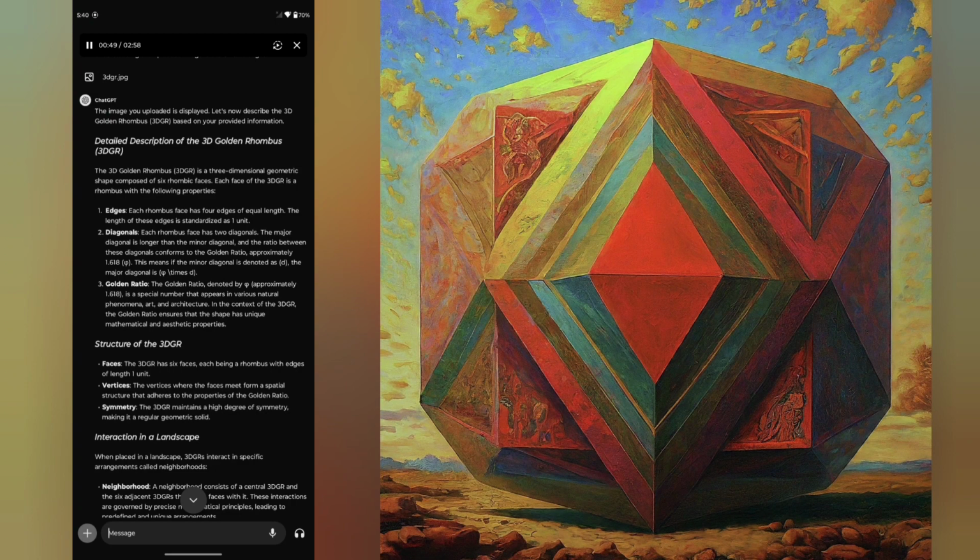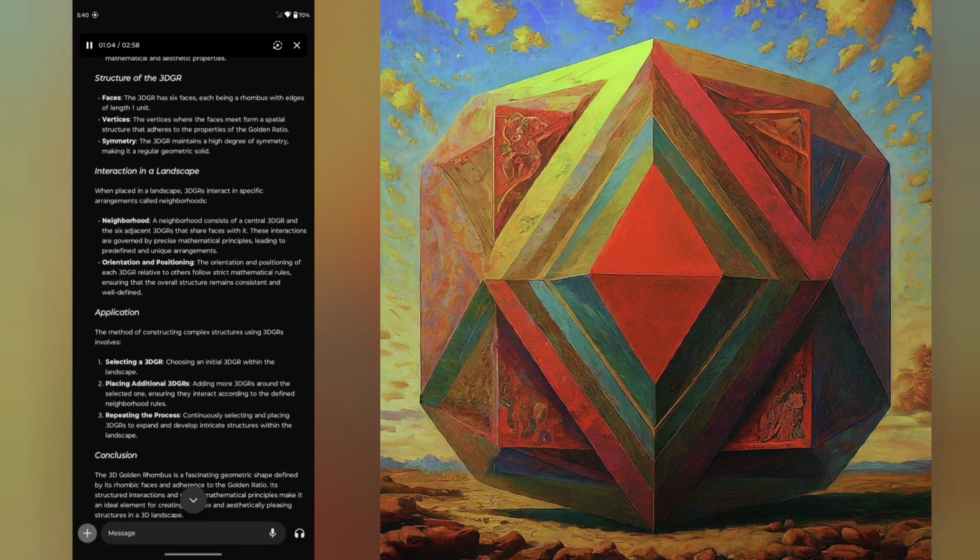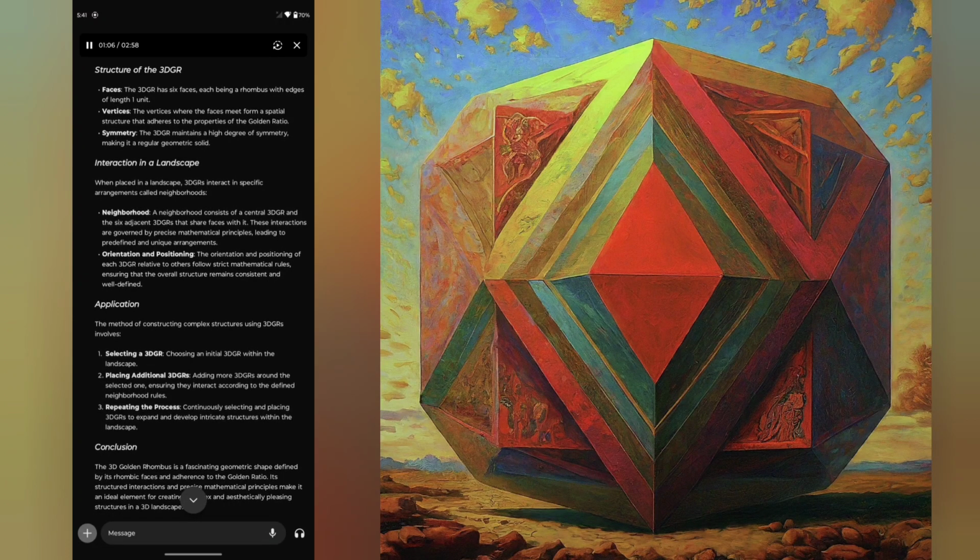3. Golden ratio. The golden ratio, denoted by phi, approximately 1.618, is a special number that appears in various natural phenomena, art, and architecture. In the context of the 3D-GR, the golden ratio ensures that the shape has unique mathematical and aesthetic properties. Structure of the 3D-GR, faces.